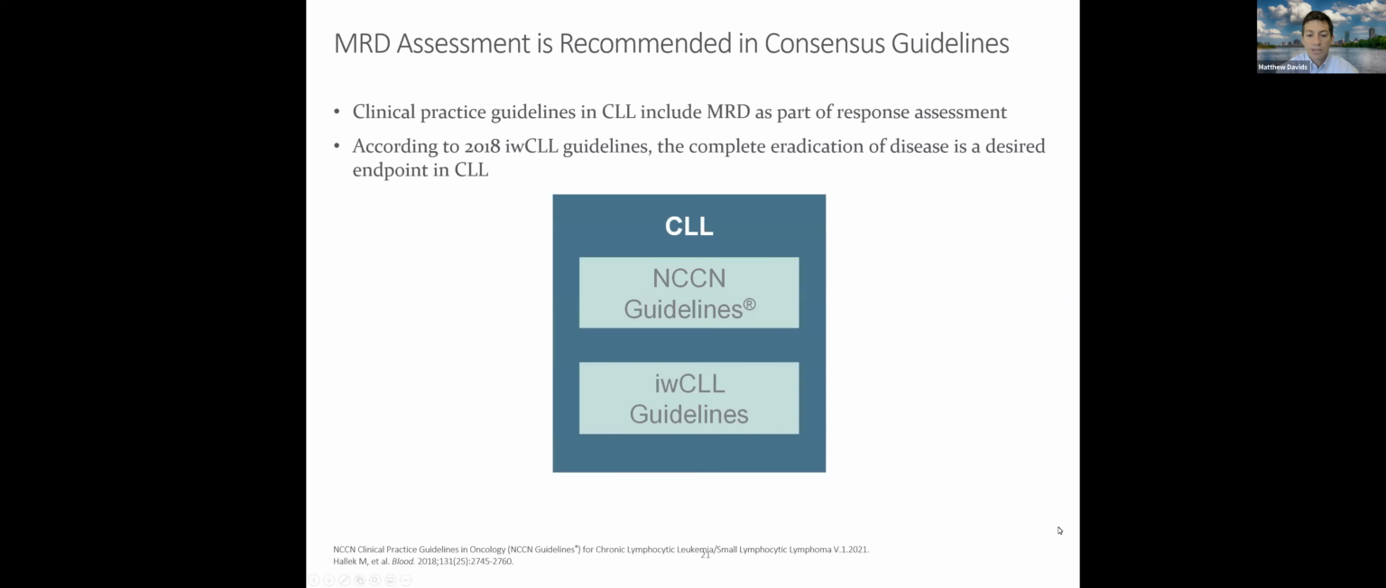So based on these and other data from the chemotherapy era, the various recommendations have been to include MRD assessments in assessments of disease response. There's something called the NCCN, which is the National Comprehensive Cancer Network, which makes guidelines for CLL. So they include this in their guidelines. The IWCLL, International Workshop for CLL, also includes MRD in the guidelines as a desired endpoint in CLL.